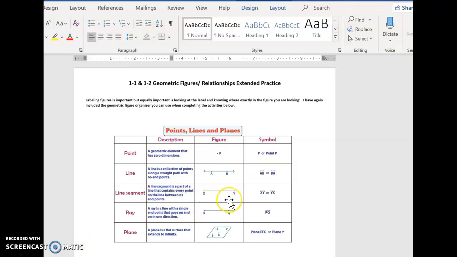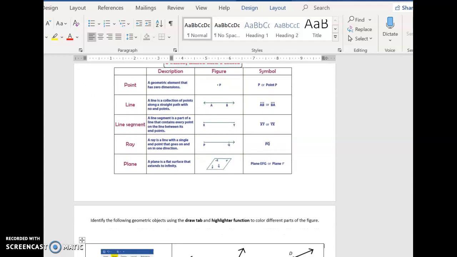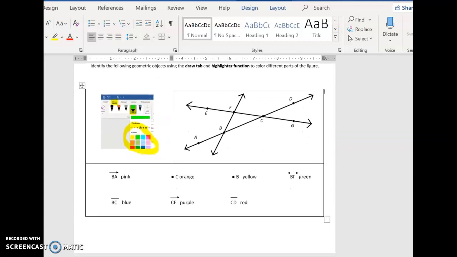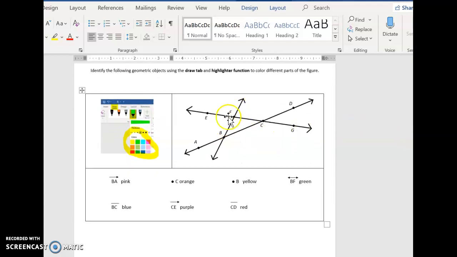I did put the graphic organizer on the front that you've been looking at all week to remind yourself of the different figures. So let's take a look at the first assignment. All right, so again, looking at a big geometric image, it is very important that you're able to zone in or look at the specific part being discussed.